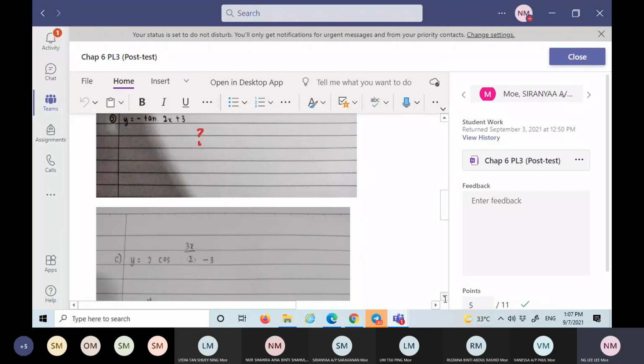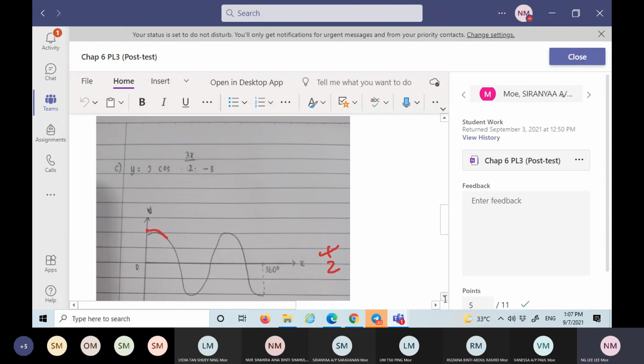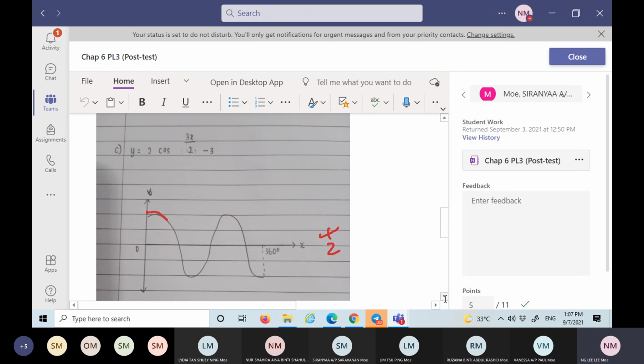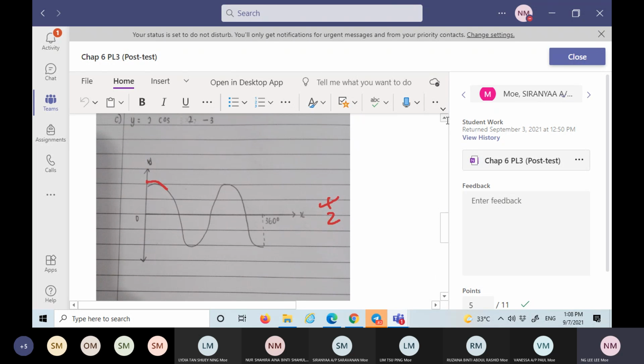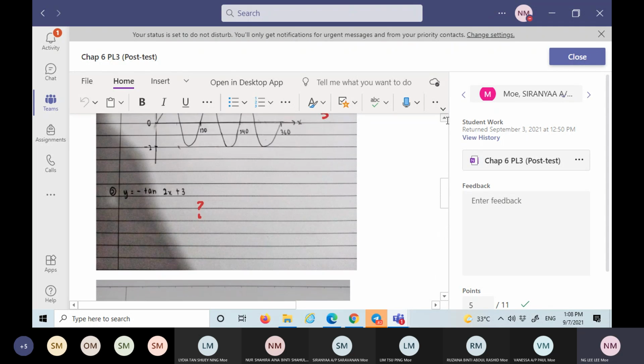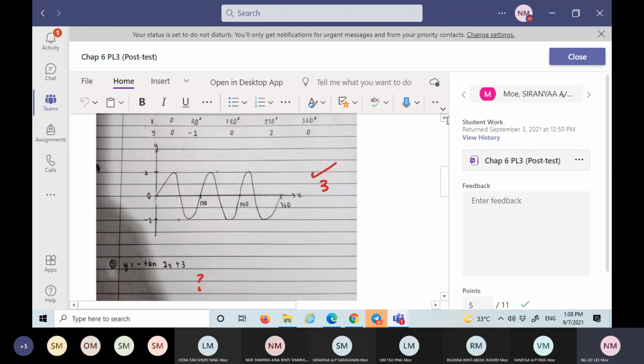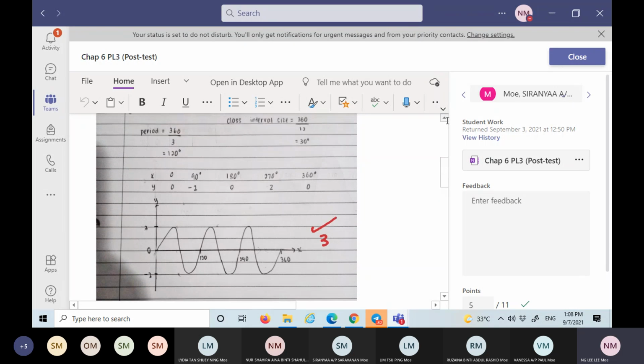Question number 2, you leave it blank. Then question number 3. You see, at the side you didn't label what this is. You didn't use the table at all. Why no time? You must work very fast. Okay?